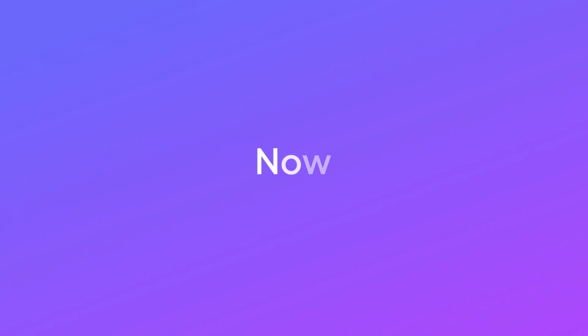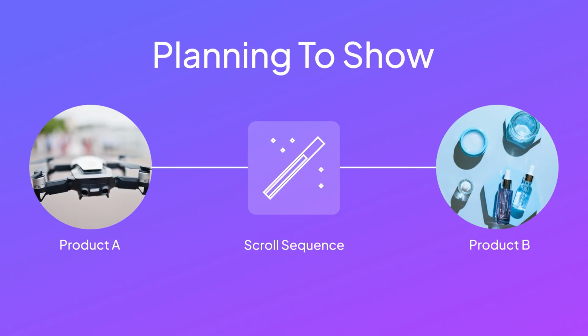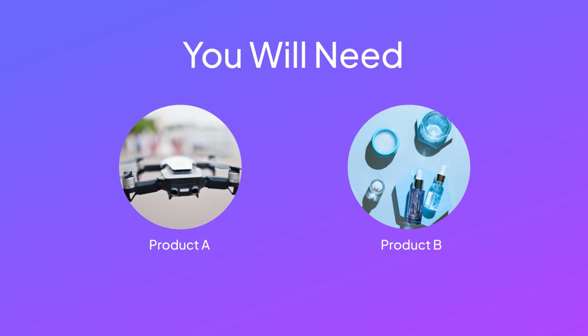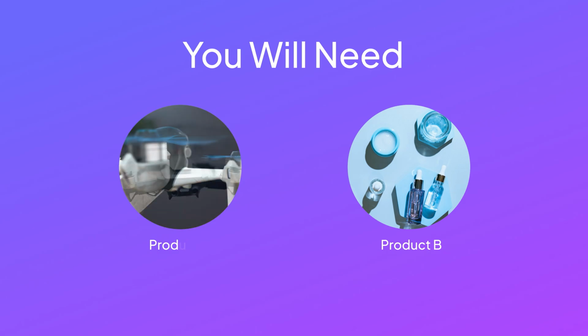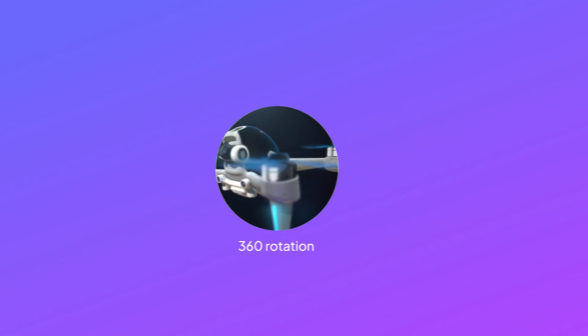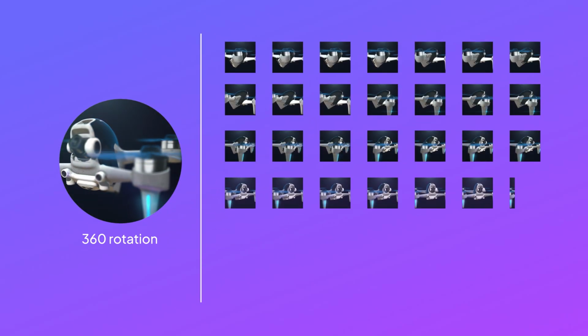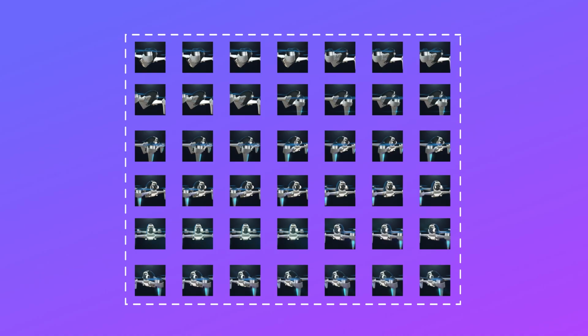Now, just a quick heads up. You can't just upload any random images here and expect the scroll effect to work smoothly. If you're planning to showcase a product using this scroll sequence effect, first thing you'll need is a short video of the product, maybe a 360-degree rotation or a smooth movement clip. Once you have that, the next step is to convert the video into frame-by-frame images, basically breaking it down into a sequence of individual shots in order.